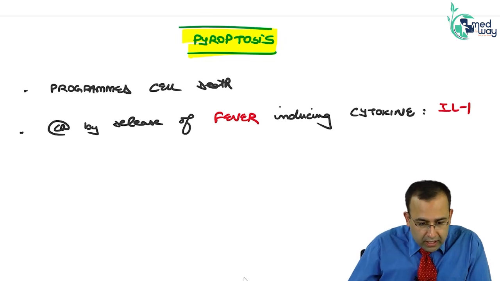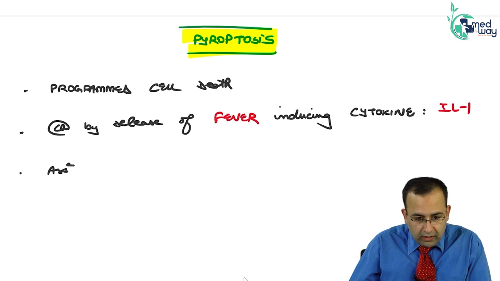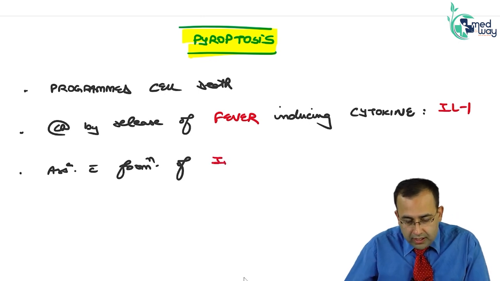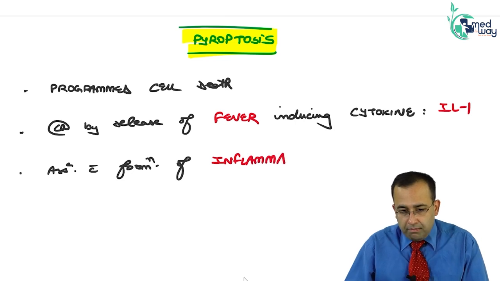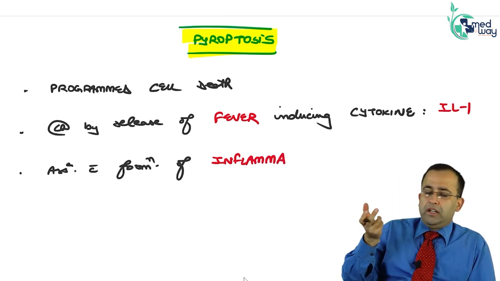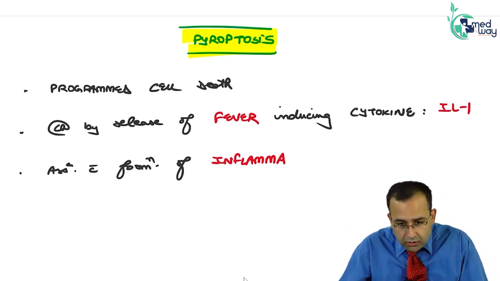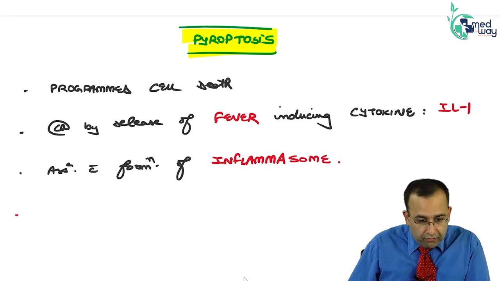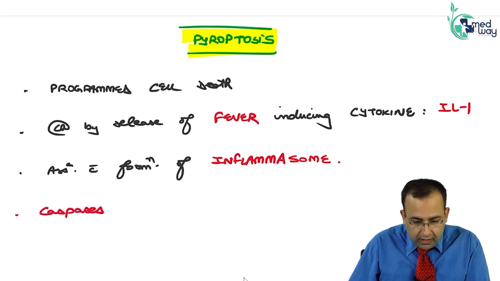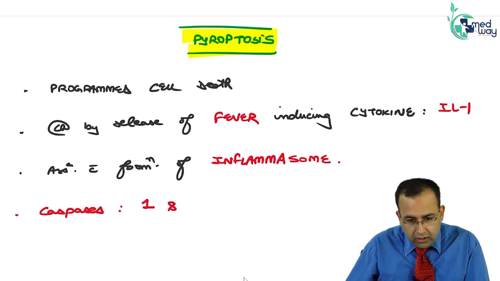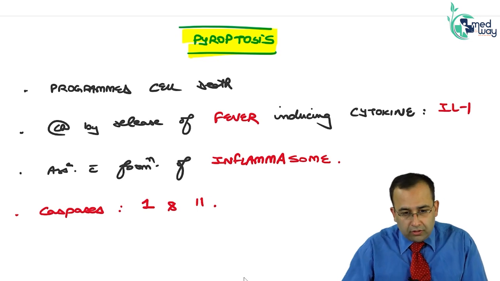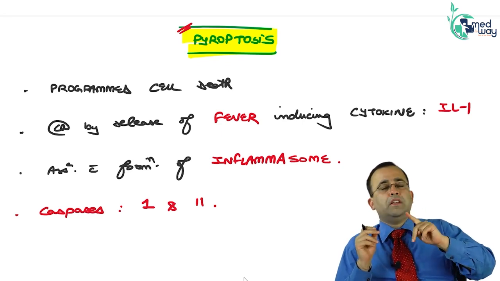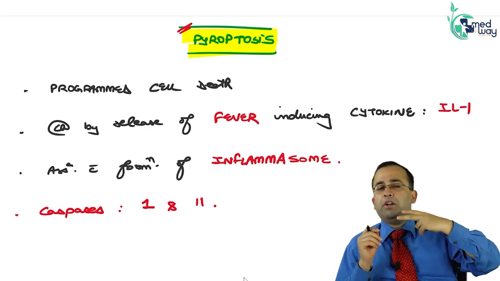Next point, it is associated with formation of inflammasomes. Look, all these are the words which are asked in MCQs. As soon as you see pyroptosis, pyro, fever, cytokine interleukin 1, associated with formation of inflammasome. Which are the main caspases associated? It is associated with caspases 1 and 11. These were your two miscellaneous terms, necroptosis and pyroptosis.